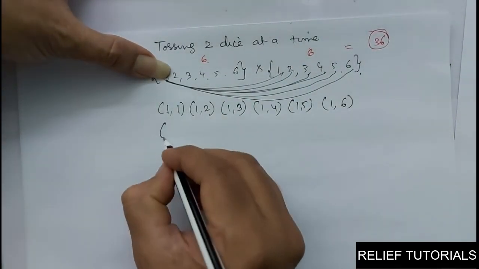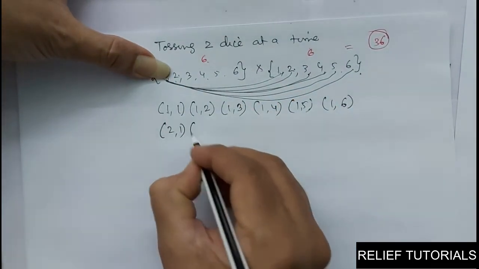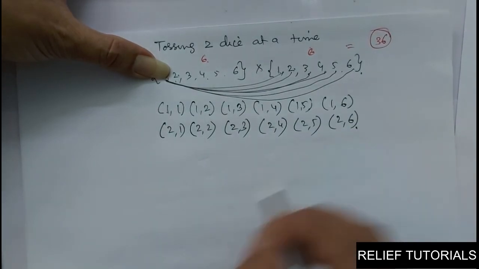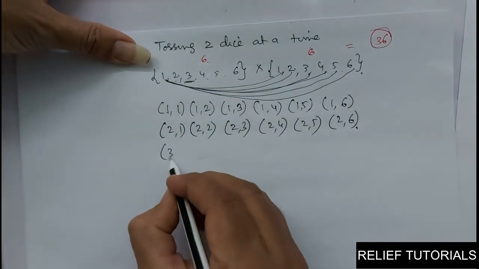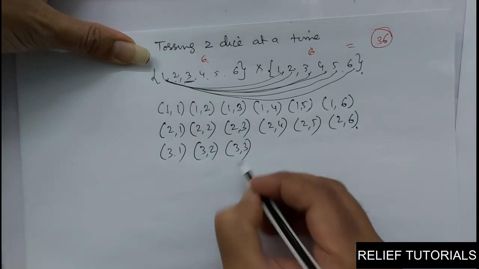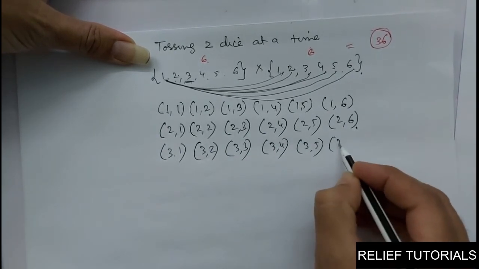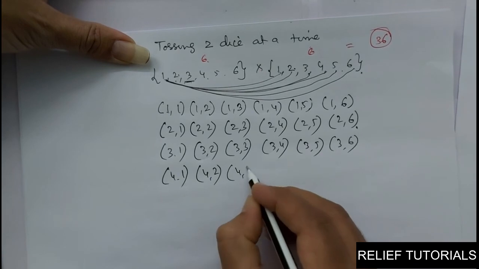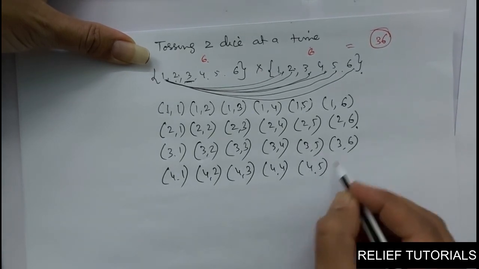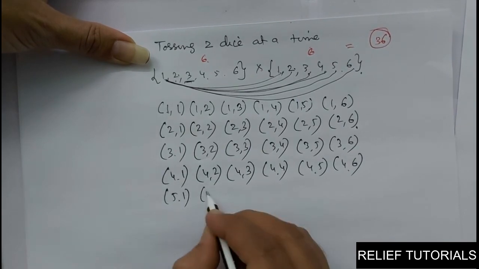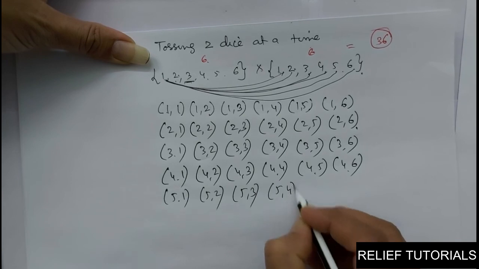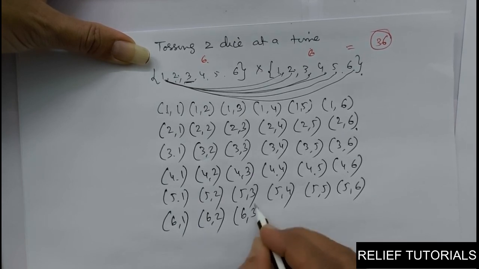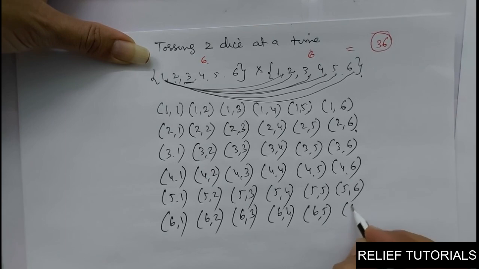Clear? Then 2. Then what will you write? 2, 1, 2, 2. This way. 2, 1, 2, 2, 2, 3, 2, 4, 2, 5, and 2, 6. Clear? Then comes 3. So what will you write? 3, 1, 3, 2, 3, 3, 3, 4, 3, 5 and 3, 6. Clear? Then you will write with 4. So what will you write? 4, 1, 4, 2, 4, 3, 4, 4, 4, 5, 4, 6. Clear? Then with 5. 5, 1, 5, 2, 5, 3, 5, 4, 5, 5 and 5, 6. Then with 6. So 6, 1, 6, 2, 6, 3, 6, 4, 6, 5, and 6, 6.